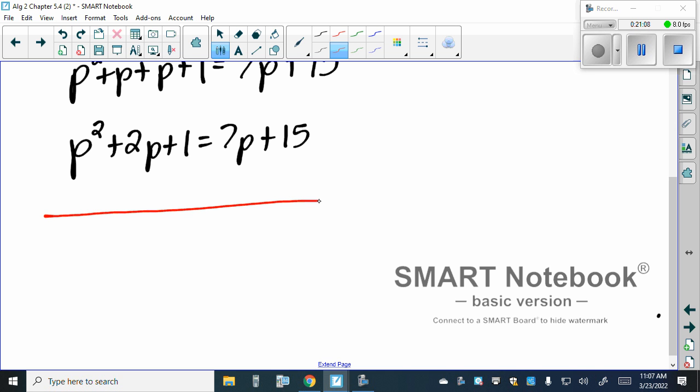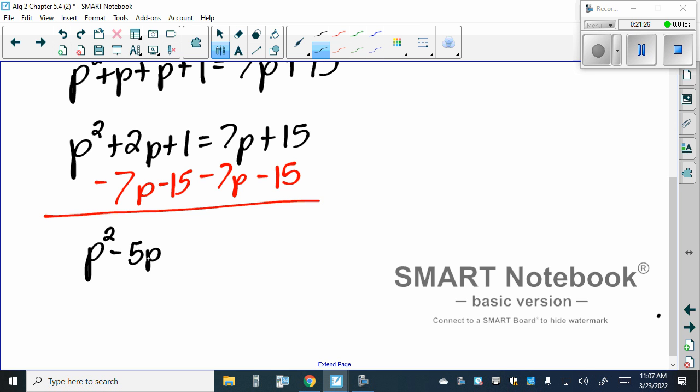Let's get everything on the same side. So we would subtract 7p from both sides. And we can also subtract the 15. And if we do this, we'll get p squared minus 5p minus 14 is equal to 0. And again, at this point, we can graph this. We can graph p squared minus 5p minus 14 and see what we would get.